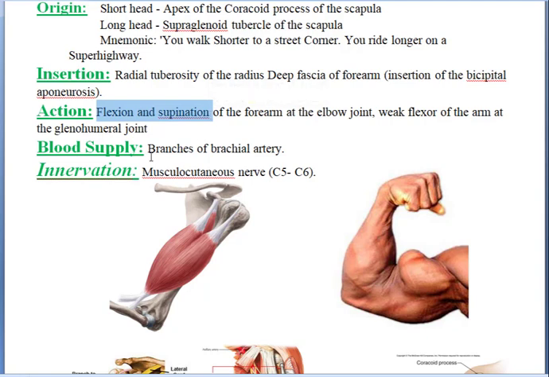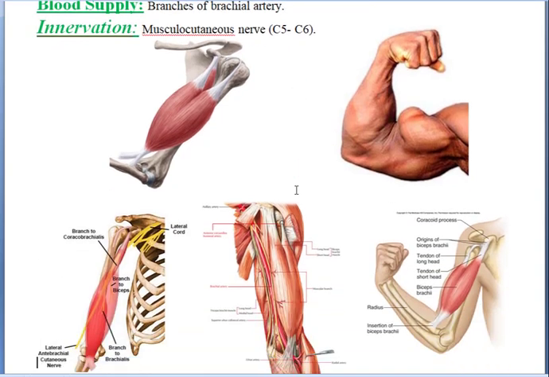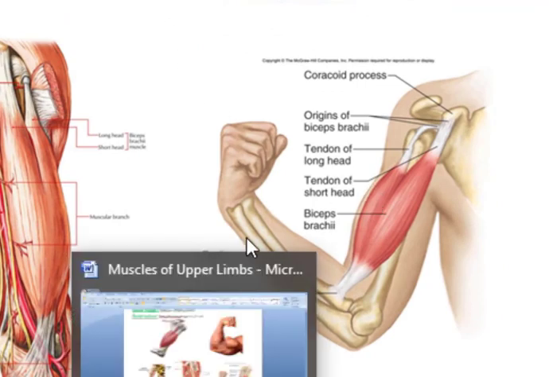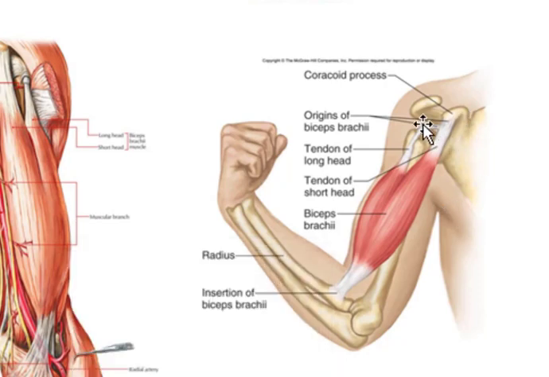What is its blood supply? It is supplied by branches of the brachial artery. And what is its innervation? It is innervated by the musculocutaneous nerve which comes from C5 and C6. So here you can see in this image, this is the origin and this is the insertion. Let me show you here, this is the origin and this is the insertion.